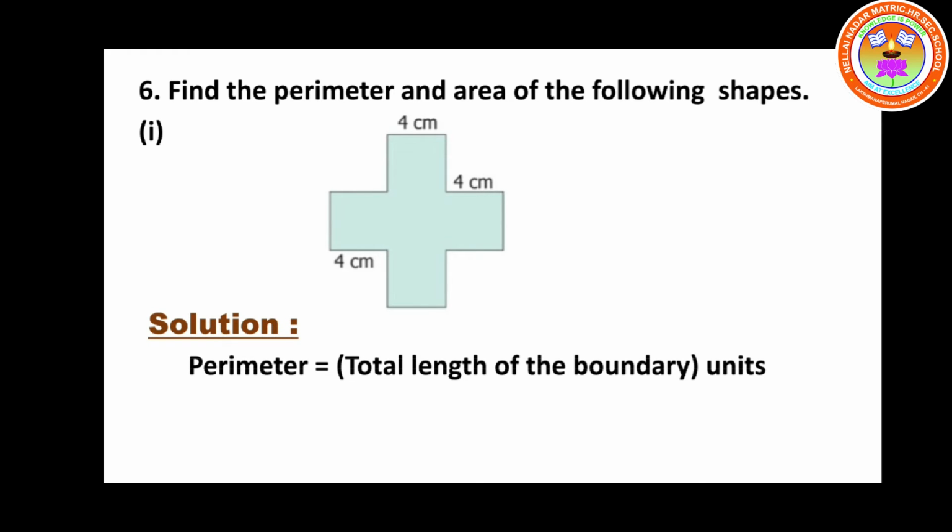Solution: perimeter is equal to total length of the boundary units, or else you can write sum of all the sides, that is the outer side. Boundary is nothing but what? Outer side. So you have to add all the boundaries, that is the total length of the boundary. Okay, let us count how many are there.